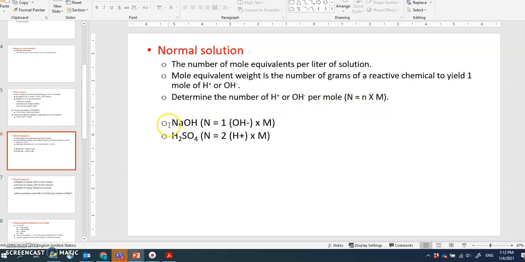So if you are looking at NaOH, it's 1-to-1 ratio. But if you look at H2SO4, then it's going to be 2. Every 1 mole you can make 2 normal. So the ratio will be different based on the equation. But the way to calculate is the same: concentration times molecular weight times the volume. That will give you the amount of the chemical unit.